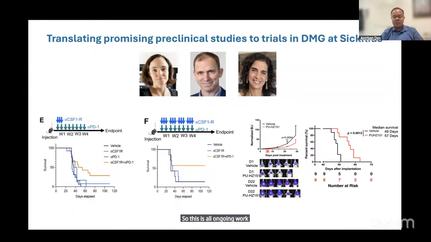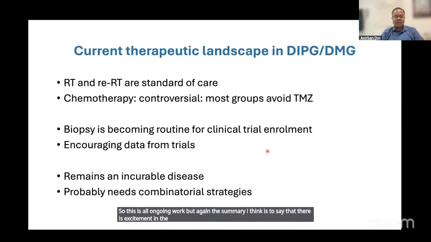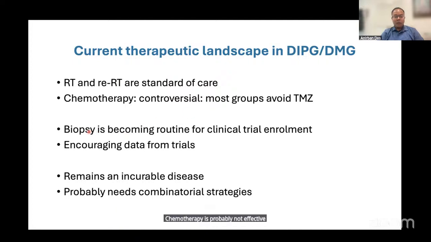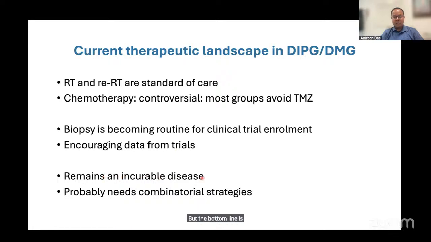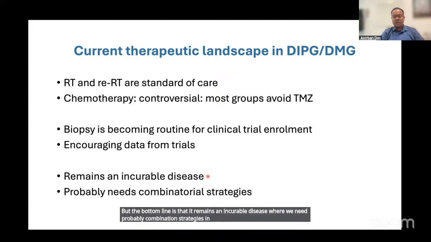But again, the summary, I think, is to say that there is excitement in the field, but the reality is that for DMG or DIPG, radiation and re-radiation are the standard of care still, unfortunately. Chemotherapy is probably not effective. Biopsies are becoming routine because that allows us to enroll patients for clinical trials, and there are some encouraging data for different trials. But the bottom line is that it remains an incurable disease where we probably need combination strategies in the future to make sure that we actually benefit our patients.